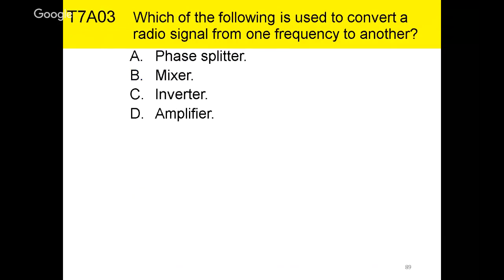Also, a 300 hertz filter or 500 hertz filter might be suitable for CW. So, which of the following is used to convert a radio signal from one frequency to another?